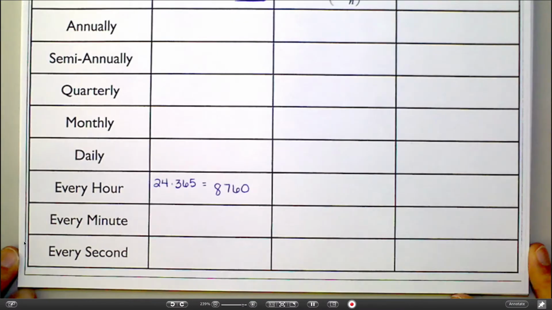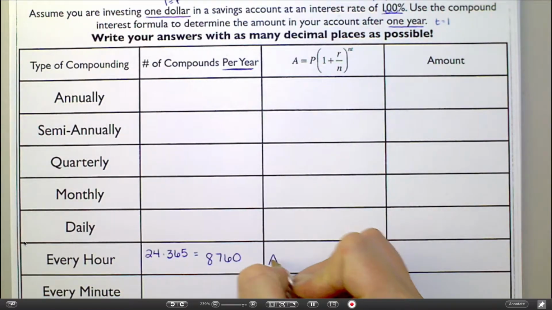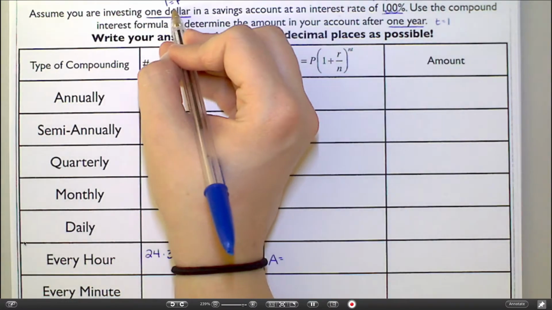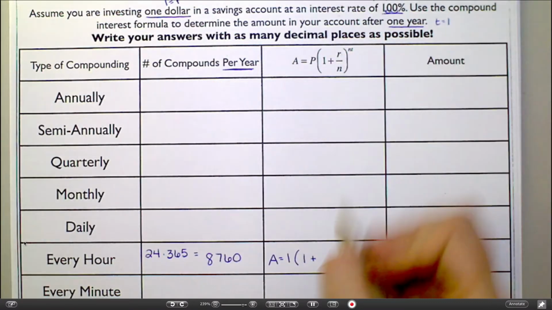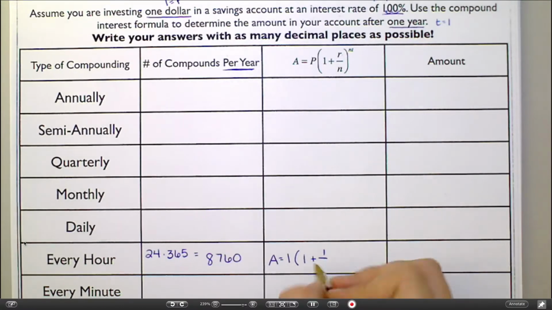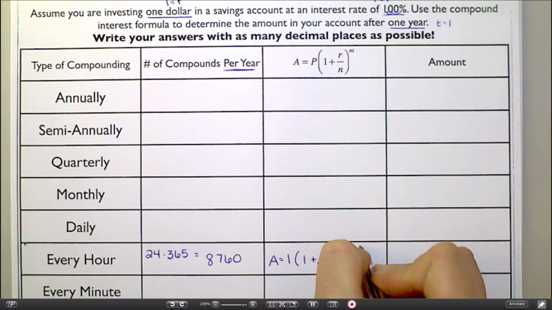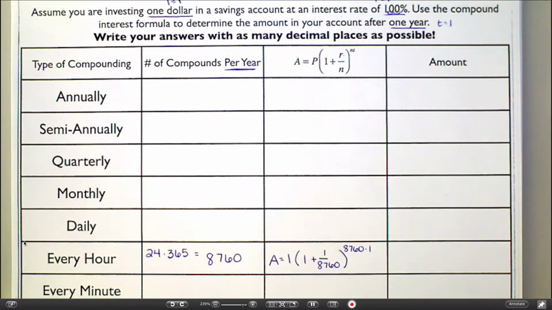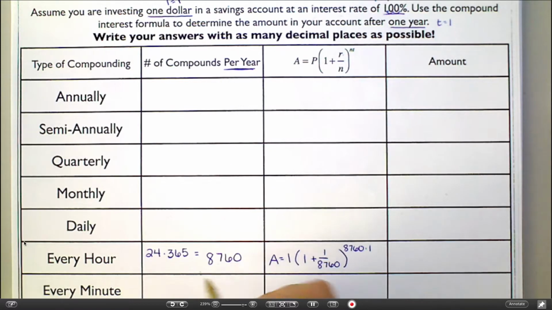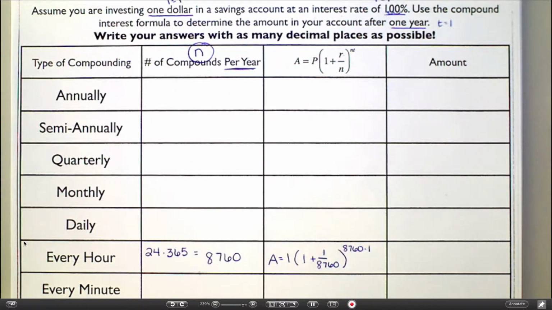Okay. Now the next column wants me to fill in the formula. So remember, the P up here we said was going to be 1. And then we're going to have 1 plus my interest rate, which is 1. My N value is going to be that 8,760. And then I'm going to raise to the power of 8,760 times 1 for my T value. So basically everything is a 1 except for N. And N is going to come from this column over here. So this column is your N value. Everything you fill in here, that's what's being plugged in for N.